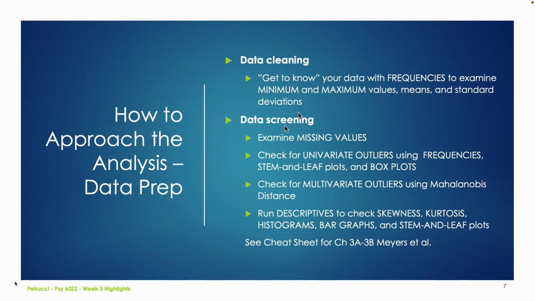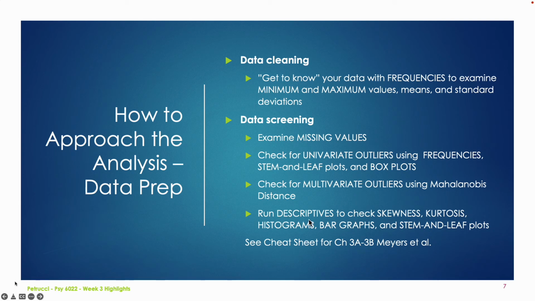Then we're going to do data screening, and in data screening we're examining missing values. Again, we went through that quite a lot last week, so I'm not going to reiterate all that here. We're also going to check for univariate outliers, and we have several ways to do that. We're going to check for multivariate outliers, which just means looking at outliers when all of your IVs are considered together. Univariate outliers are when we're looking at outliers among our variables one at a time.